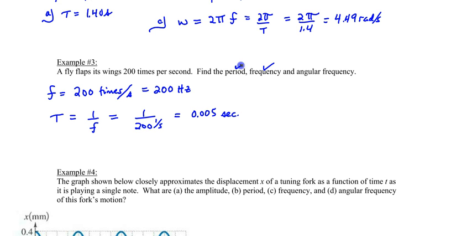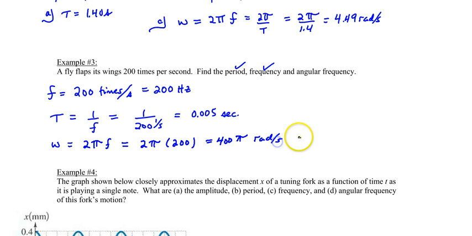Okay, and the last piece of information we have is the angular frequency. The angular frequency is 2 pi times the frequency. So that's 2 pi times 200, which gives you 400 pi. You could leave that as 400 pi rads per second, or you can convert that into decimal form, which comes out to about 628 rads per second.